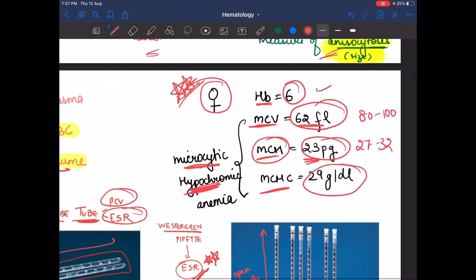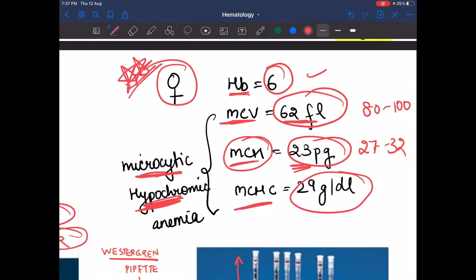Now here I am giving you one clinical scenario. Suppose there is a female whose hemoglobin level is 6, meaning she has anemia, and the MCV value is 62. As we all know, the normal value is between 80 to 100 femtoliter. Here the value is 62, meaning the RBC size is less, that is microcytic. And MCH means color. Here it is given as 23 picogram, and we know that the normal MCH value is 27 to 32 picogram. So the female is hypochromic.